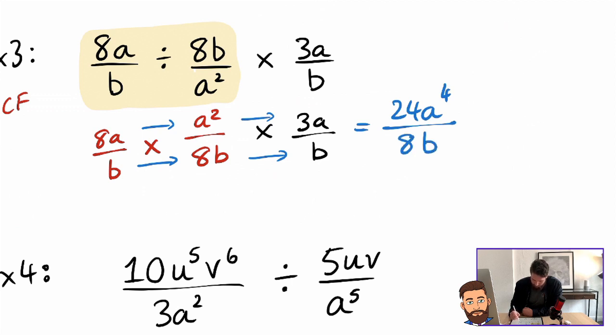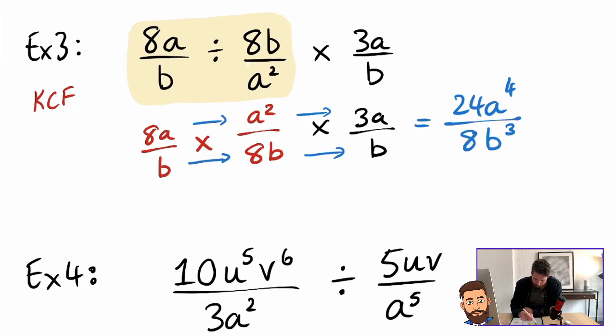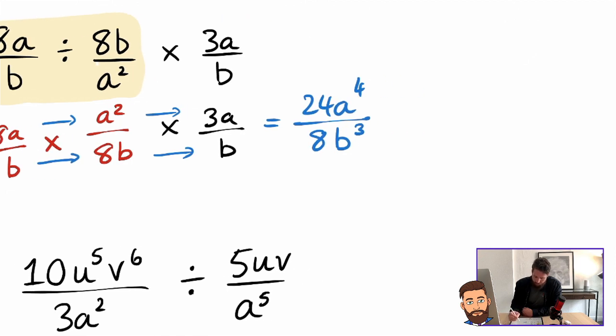So on the bottom, I'm going to have 8b cubed. And I can just see that I was a bit silly. I didn't spot somehow, I could have cross-cancelled those 8s. So if you spotted that, well done. I should have really cancelled those 8s to make my life easier. But as you can see here, we can now cancel what goes into 24 and 8. 8 goes into 24 3 times, and 8 goes into 8 once. So my final answer to this is 3a to the power 4 over b cubed.